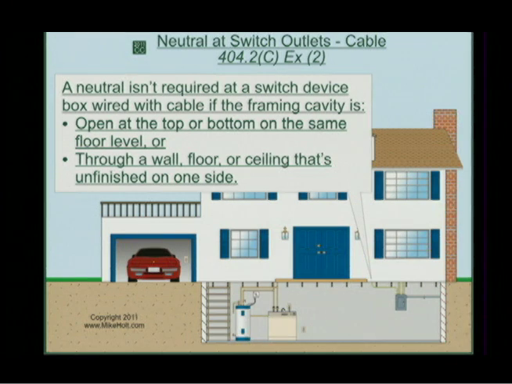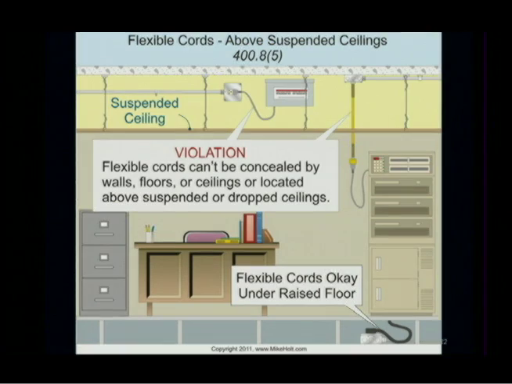So read the rule here. A neutral is not required at a switch device box wired with a cable if the framing cavity is open at the top or bottom on the same floor level, right here. So if we had a wall partition here and the drywall was open at this end here, well, then guess what you could do? You can just bring a cable down and pick up the switch.